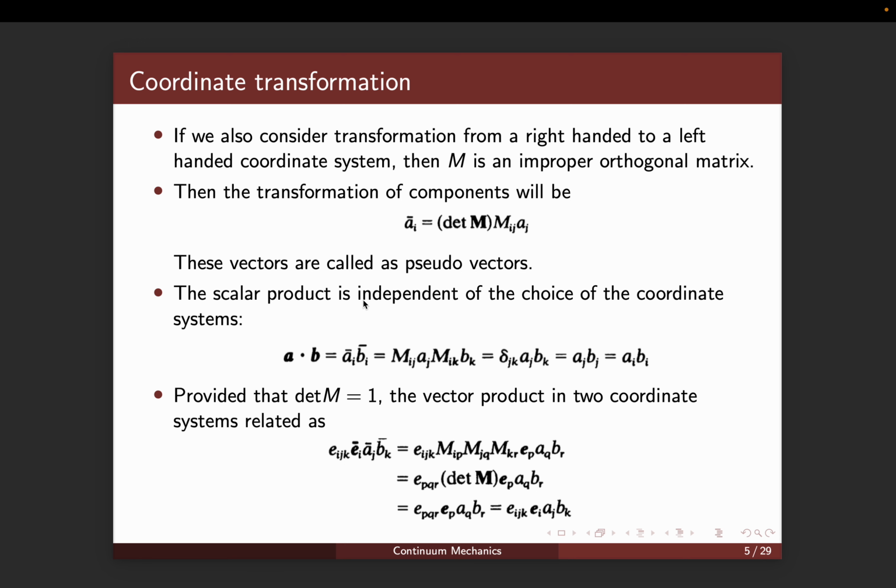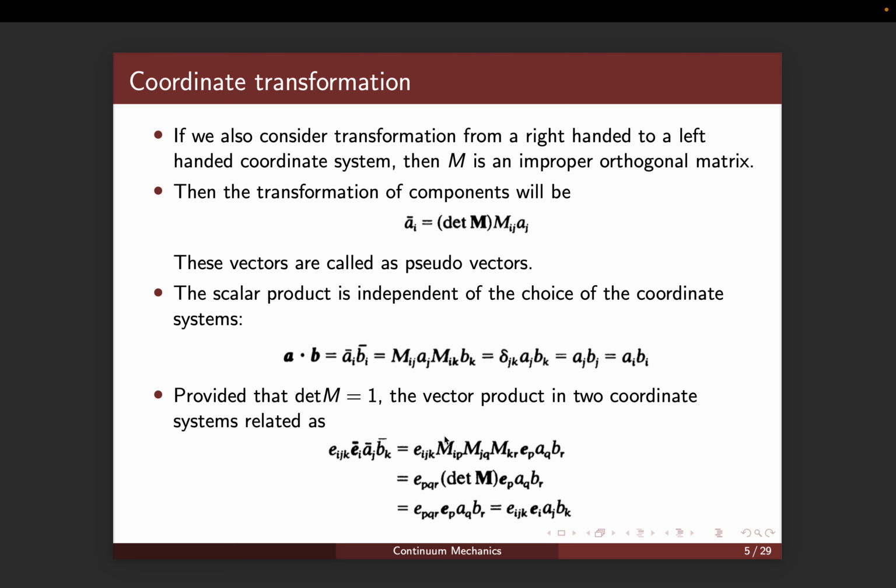The scalar product of two vectors is invariant under the choice of the coordinate system. One can prove that result. The vector product of the two vectors is also invariant under a transformation, but the transformation should be a proper orthogonal matrix. So the determinant of M should be 1. That defines M as a proper orthogonal matrix.